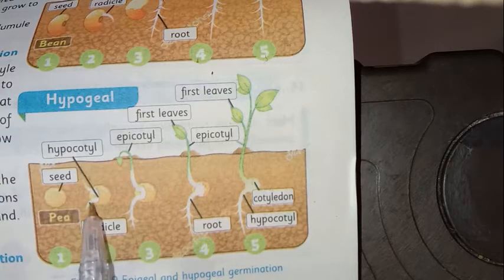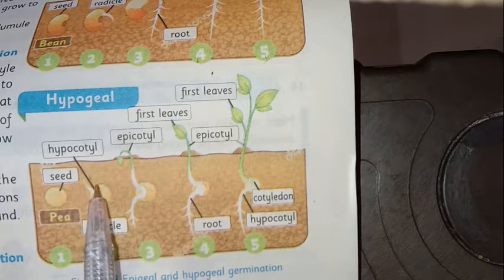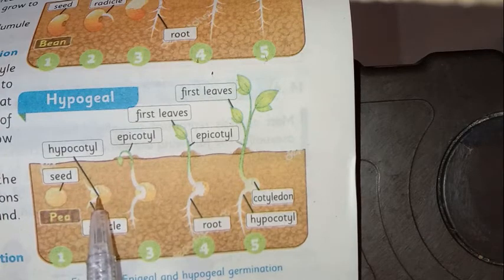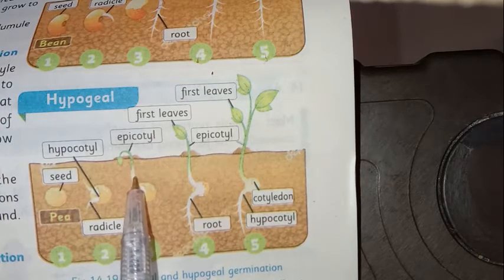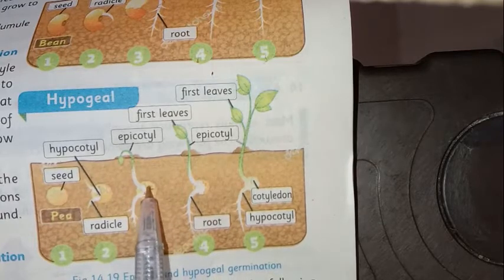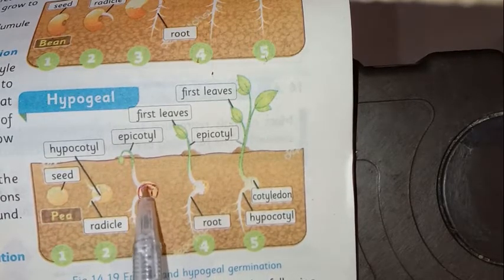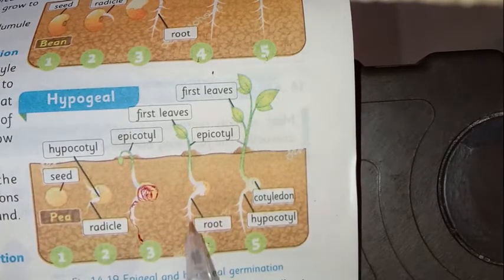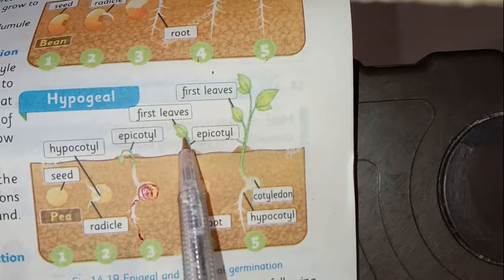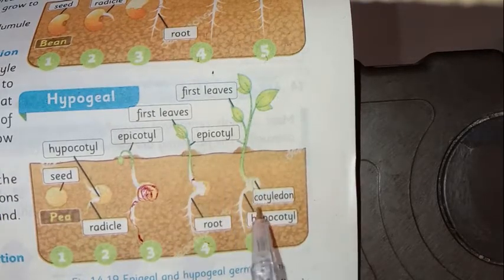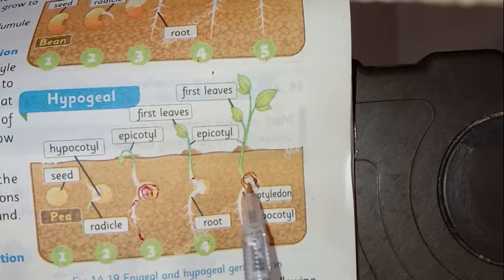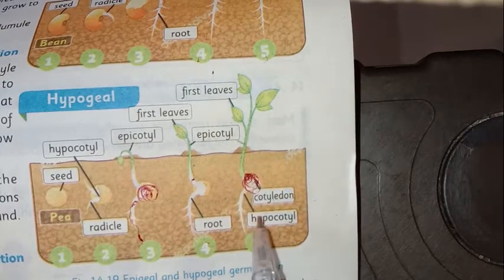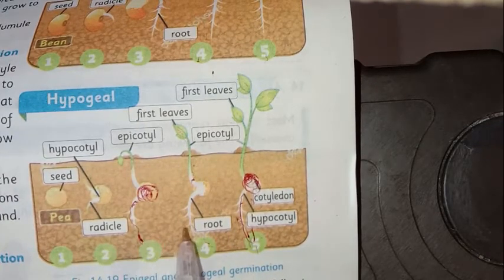This is the radicle, this is the hypocotyl, this is the epicotyl. So the epicotyl elongates, and this is the cotyledon. The cotyledons remain inside the soil, become non-photosynthetic, and the radicle elongates. And in stage 4, the root is developed, and the epicotyl further elongates and develops a shoot. And this is the small seedling. The cotyledons remain inside the soil, become non-photosynthetic, and this is the hypocotyl and radicle. So this diagram shows hypogeal germination.